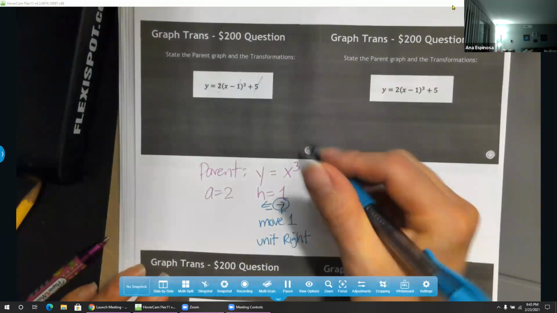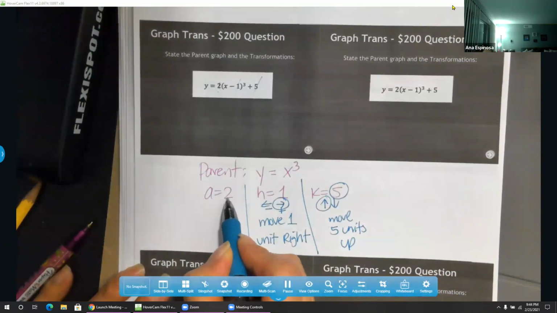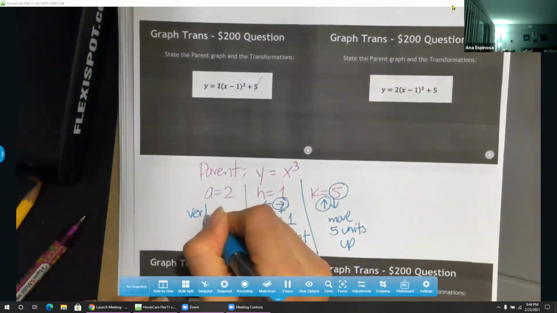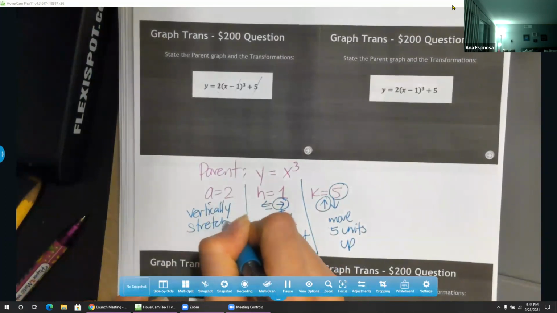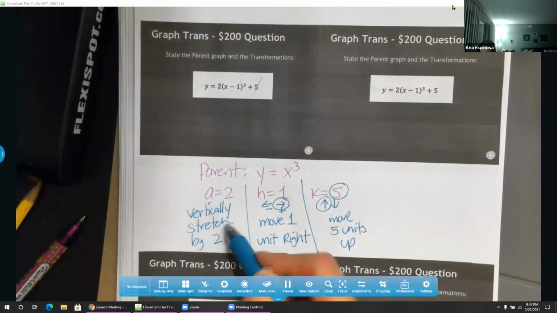All right. This last one, we talked about it briefly today. If A is a number bigger than 1, it's going to vertically stretch by 2. If it were a fraction between 0 and 1, it would be a horizontal shrink.